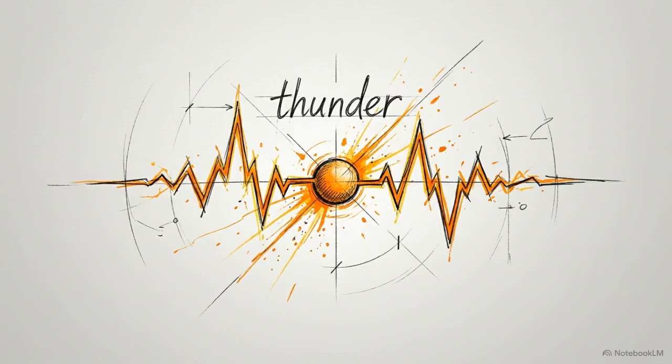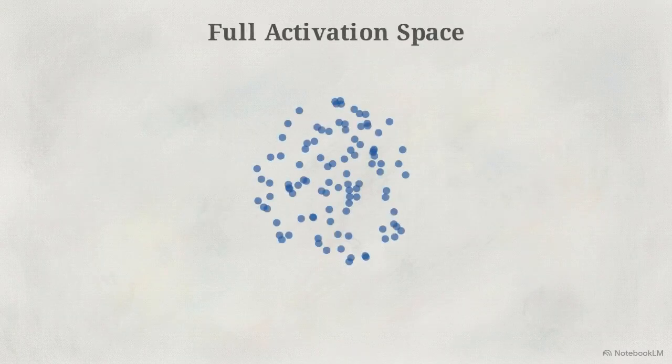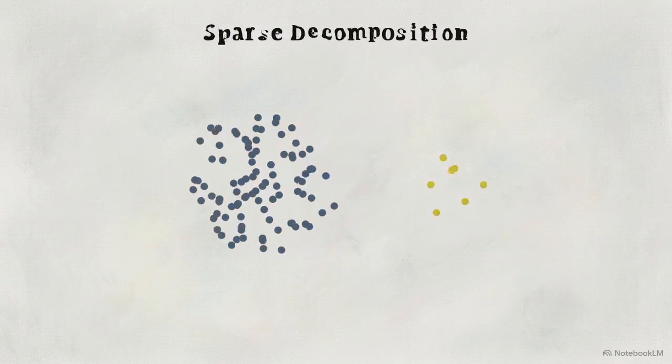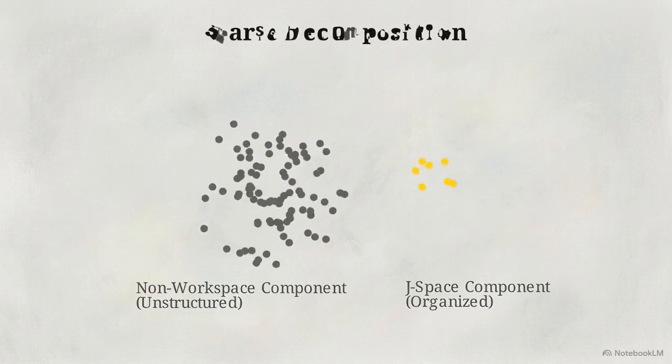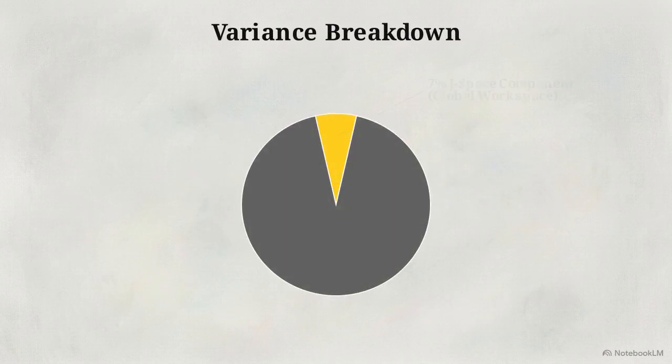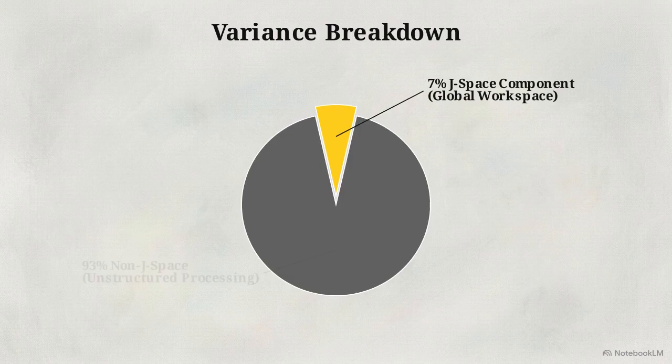We can measure this by taking a concept vector, the raw data representing an idea like thunder, and splitting it apart. Using sparse decomposition, we separate the vector into J-space and non-workspace components. The data shows the J-space component accounts for only 6 to 7% of total variance. The other 93% is unstructured processing outside the workspace.